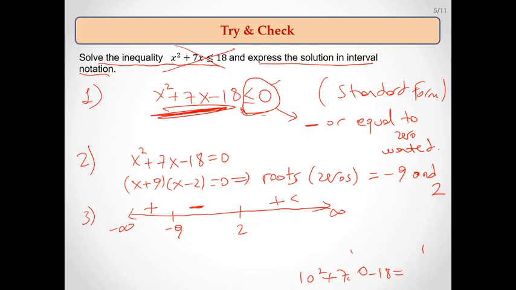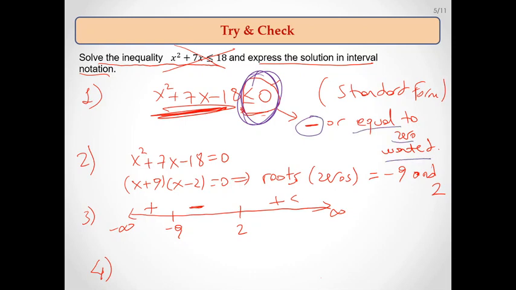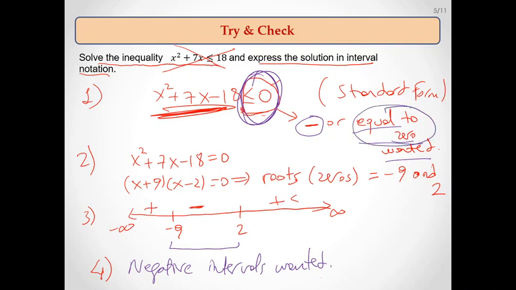After we do the sign chart, we determine which intervals we have to take as a solution. The important part here is what is wanted. It says negative or equal to 0 wanted. So negative part is this one. So negative intervals wanted. So definitely it will be this interval, and equal to 0 wanted. When it says equal to 0, then you write the solution in brackets.